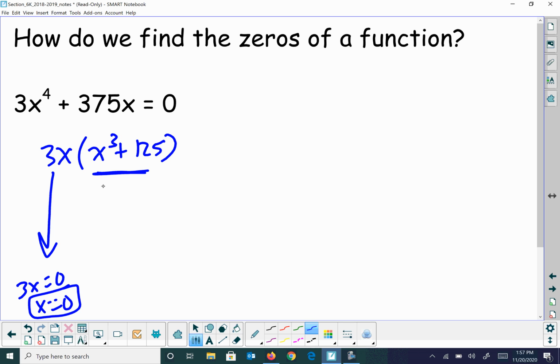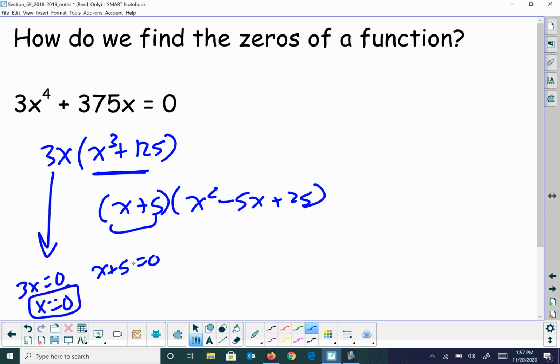This is the sum of two cubes. So that's going to give me x plus 5, and then x squared minus 5x plus 25. So this is going to give me, set it equal to 0. So that gives me negative 5. So I have two real solutions. This is not going to factor.